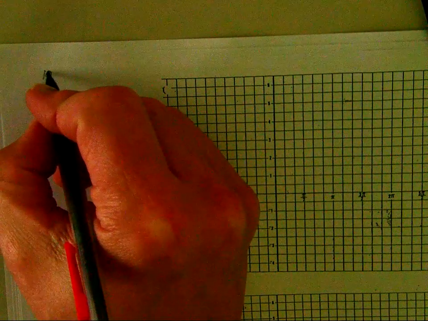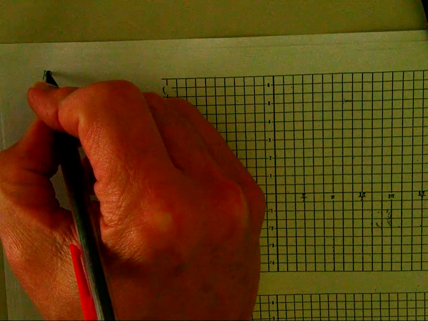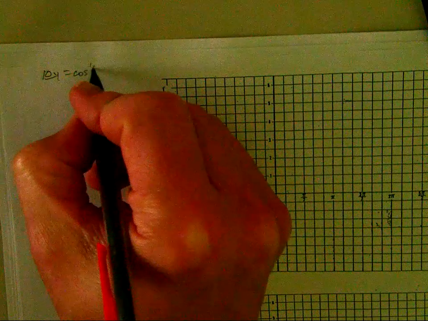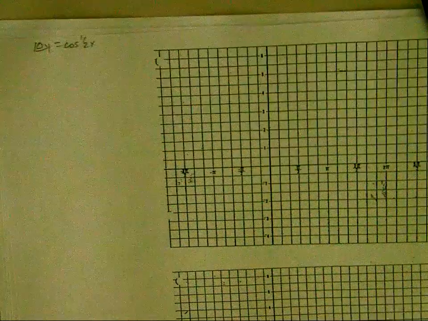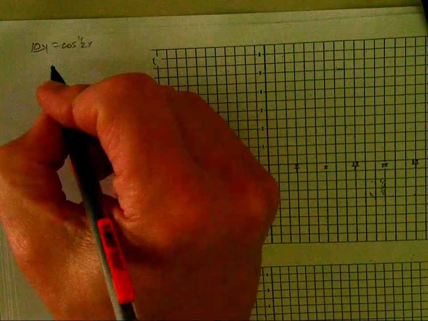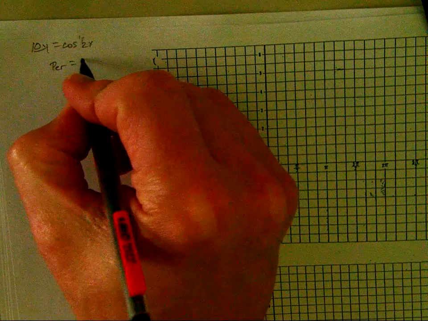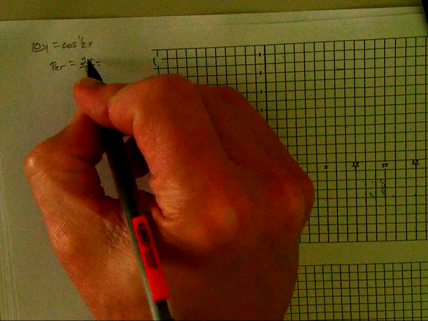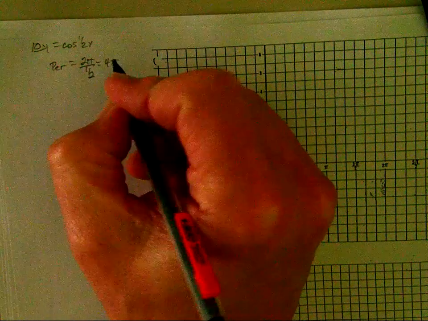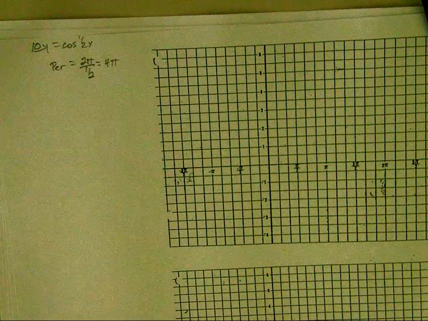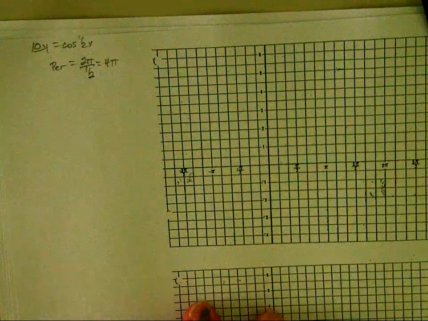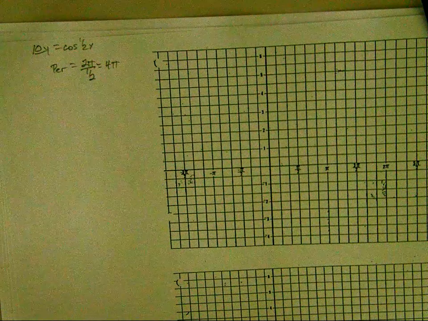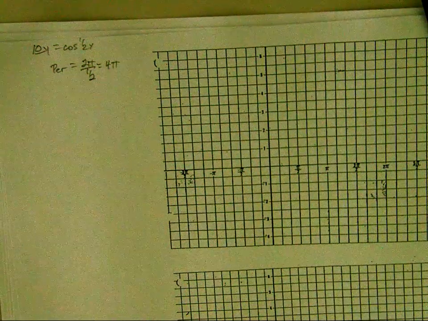on number 10, it says that y equals the cosine of 1/2 x. So when you get ready to do the period on that one, the period is going to be 2 pi divided by 1/2. So that's 2 pi times 2, so that's 4 pi. Well, for 4 pi, if you look at the scale on your graph, we don't have enough spaces for that. Our graph only goes up to 3 pi.